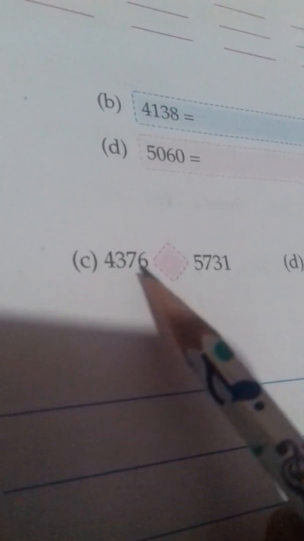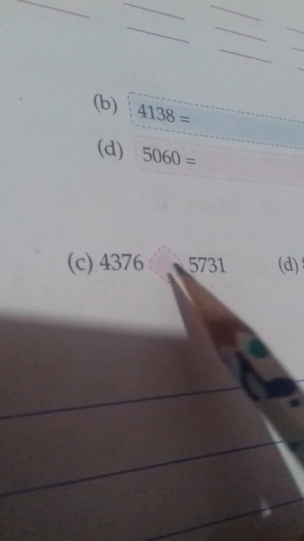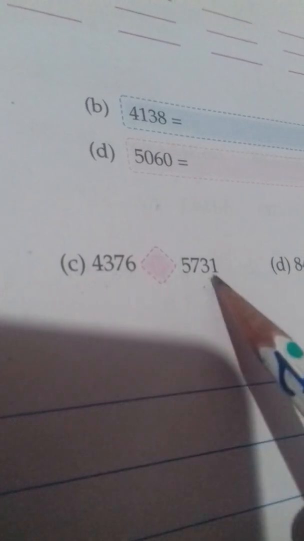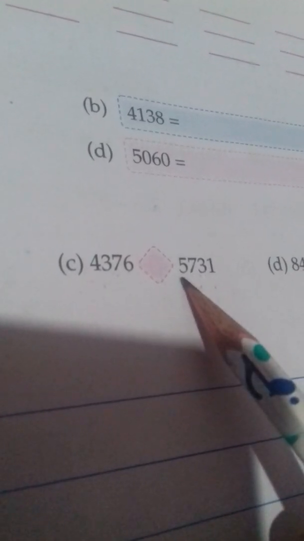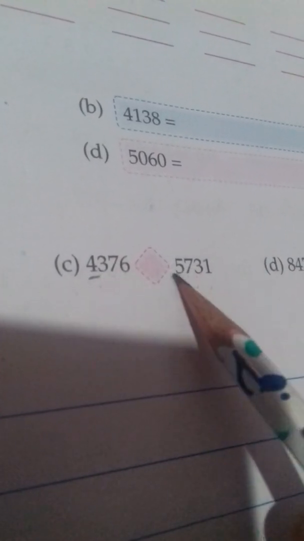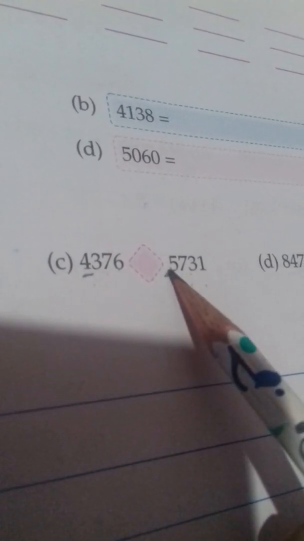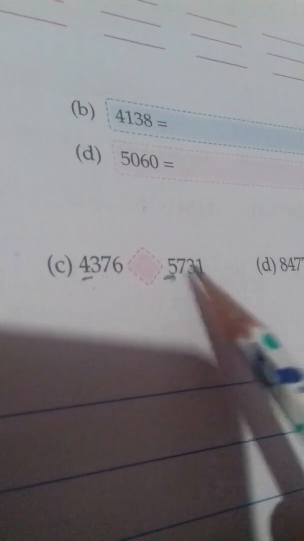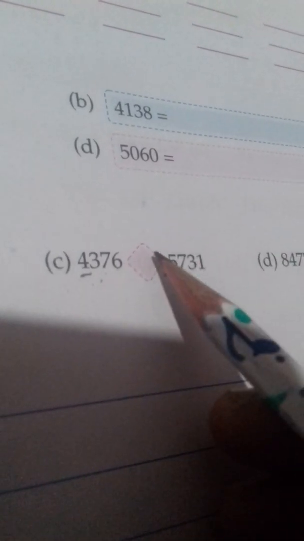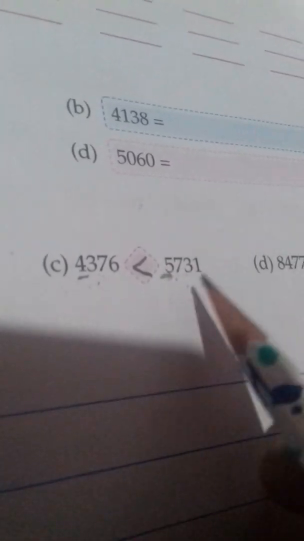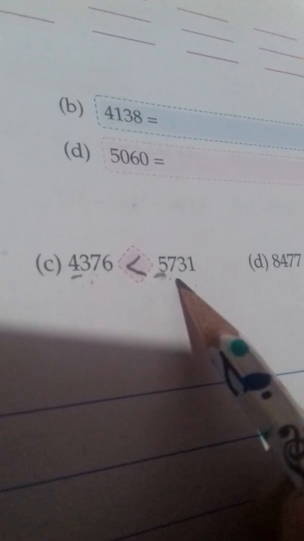Now see the next number, I think you can do it by yourself. This is also a 4-digit number. Both the numbers are of 4 digits. Ones, tens, hundreds, thousands. Ones, tens, hundreds, thousands. By simply seeing the thousand place, you can understand, as 4 is less than 5, this is the greater number than this. So we will put the greater symbol towards 5731.